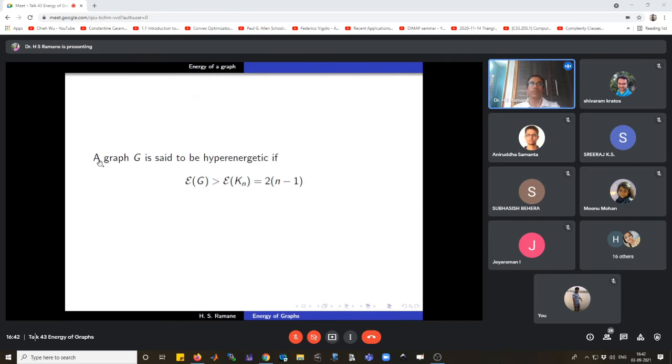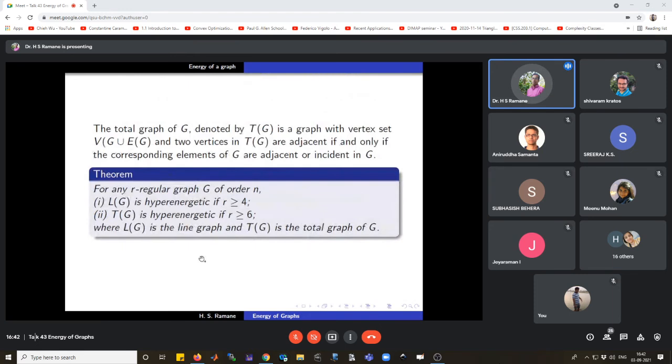So the graph is said to be hypernergetic if the energy of G is more than the energy of Kn, that is 2 into n minus 1. So we'll see here some graphs which are hypernergetic. The line graph, we already know, is a graph with vertex set corresponding to the lines of the graph, and 2 points in L of G are adjacent if and only if the corresponding lines are adjacent in the original graph.